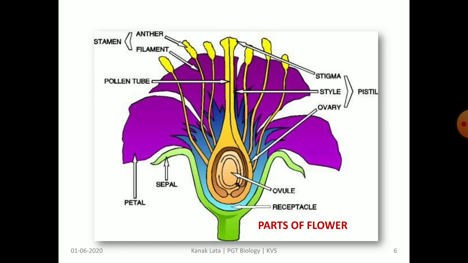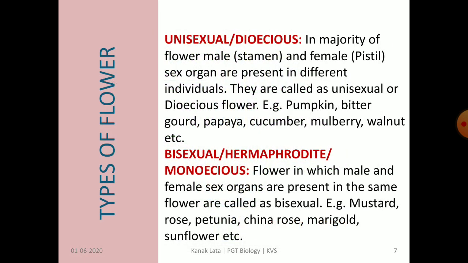The figure shows about the longitudinal section of flower showing all the 4 parts of flowers. You may observe here the location and position of all the 4 parts of flower. Now the next topic is about types of flower. There are 2 types of flower. They are unisexual or bisexual. Let us study about them one by one.